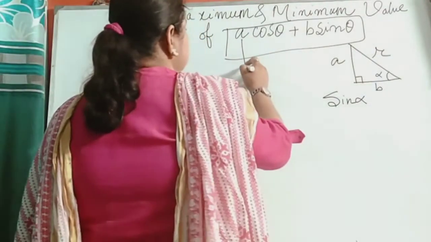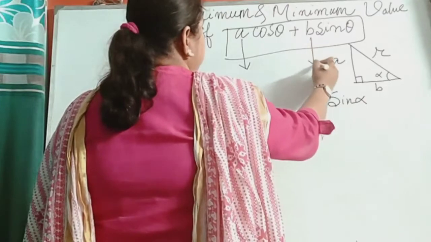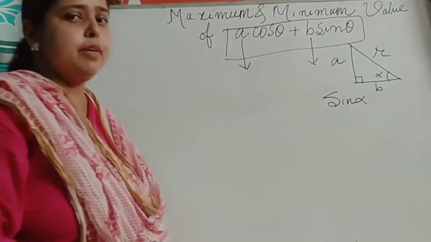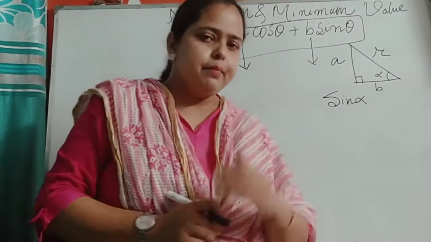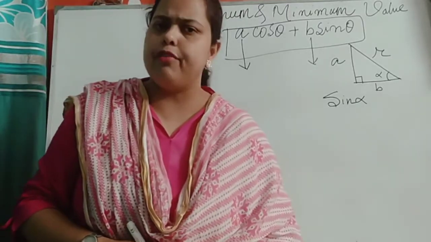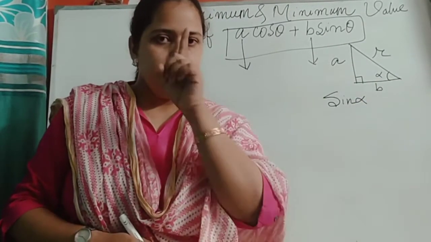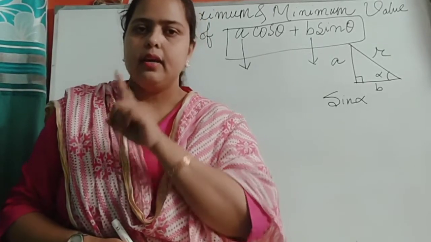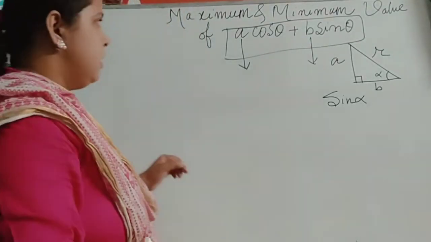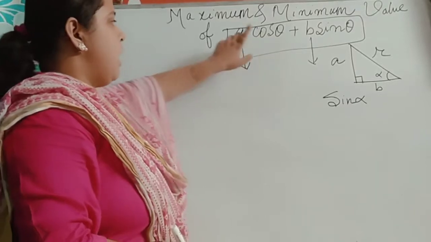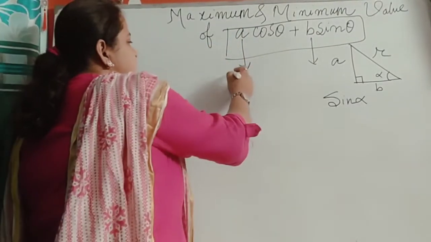Suppose I want to convert the entire expression in terms of sine. So in terms of sine, let's recall the formula of sine A plus B. Sine A cos B plus cos A sine B. So here it is cos theta. I want to make it in terms of sine alpha.